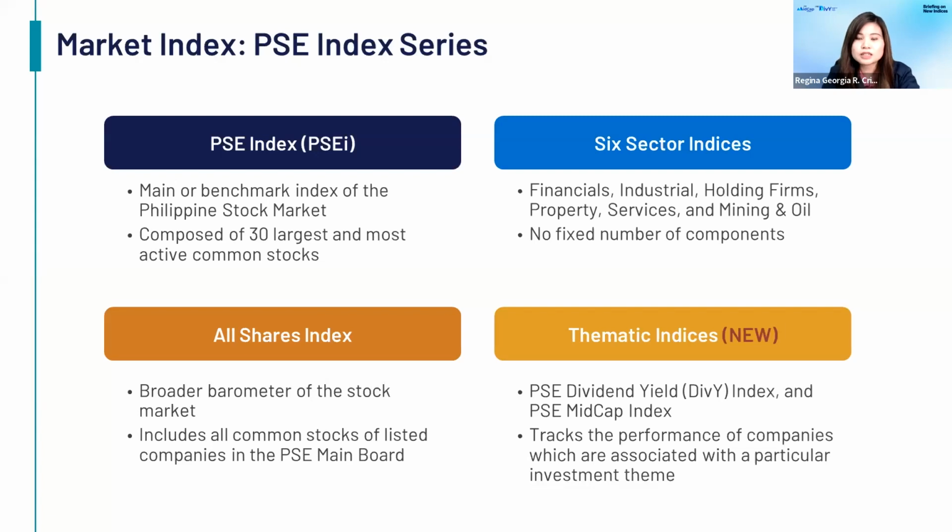As there are 6 sectors in the PSE, there are also 6 sector indices. There is no fixed number of constituents for these indices. Lastly, we have the All Shares Index, which includes all common stocks of listed companies in the PSE main board, or all common stocks except for the companies listed in the SME or the Small, Medium, and Emerging board.